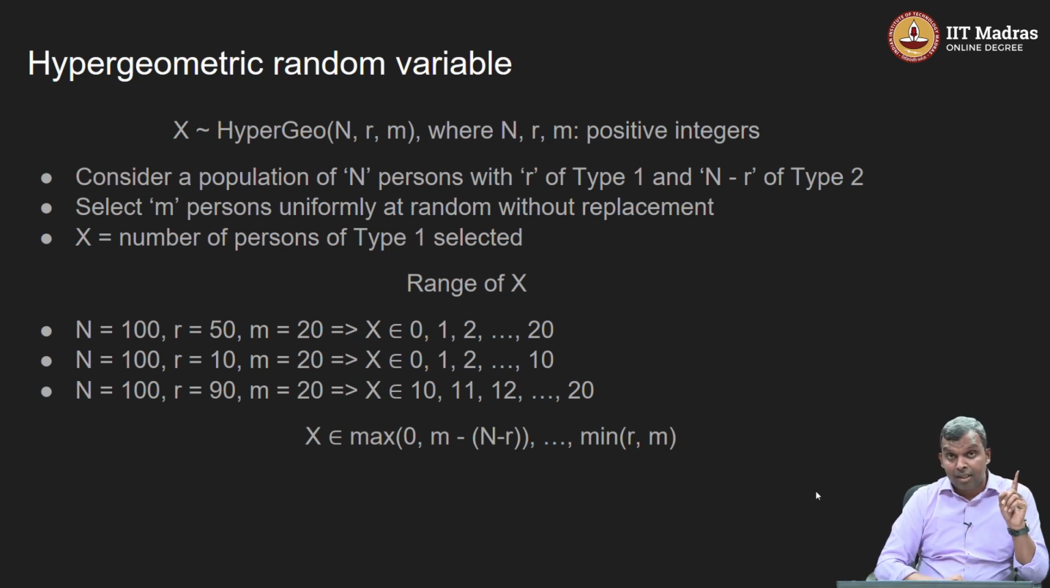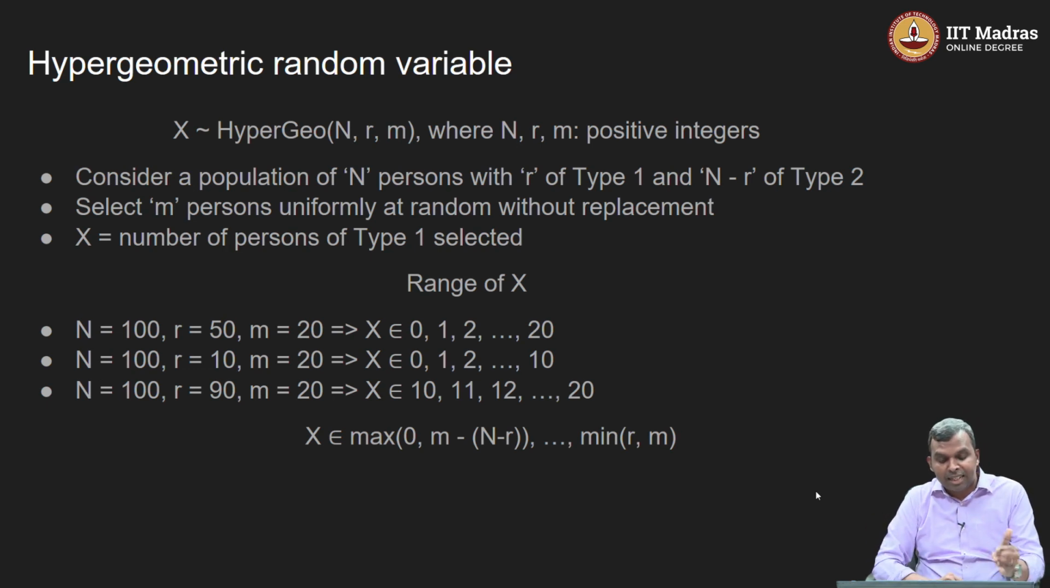Now on the other hand, if my r is only 10, there are only 10 people of type 1 and I'm picking 20, there's no way I can have 20 people of type 1. So my range will go from 0 to 10 only. On the other hand, if my r is 90 and I'm picking m of 20, there are only 10 people of type 2. So I should definitely have at least 10 people of type 1, whatever I pick. So my range will start from 10 and go to 20.